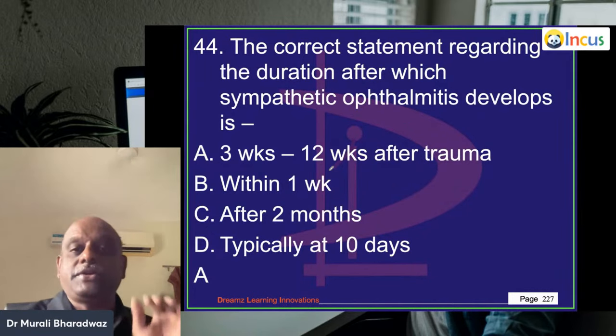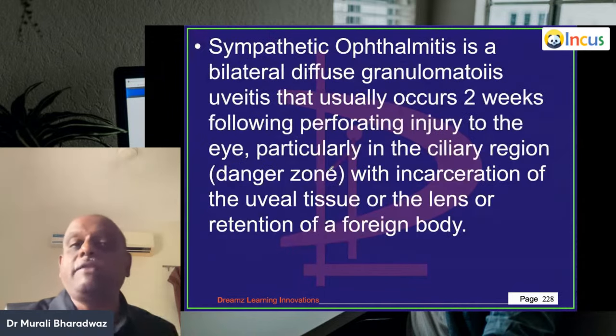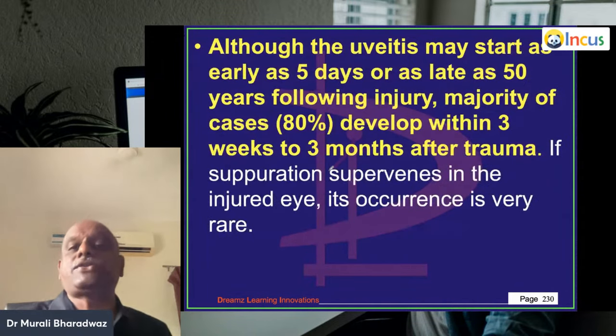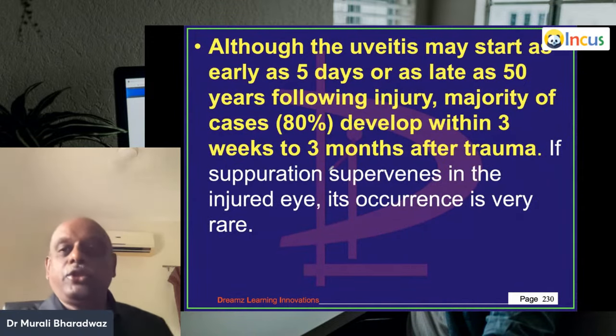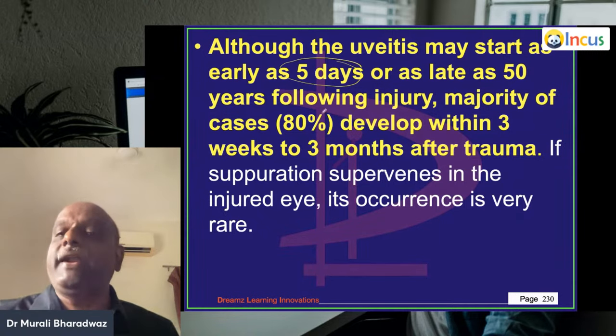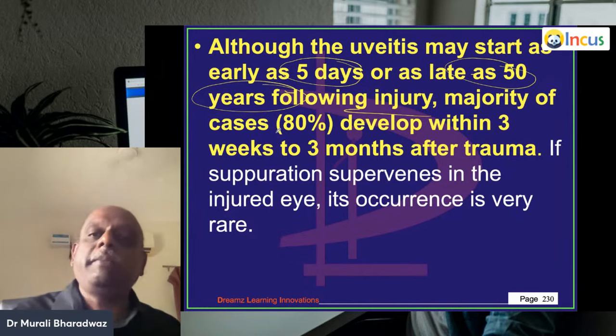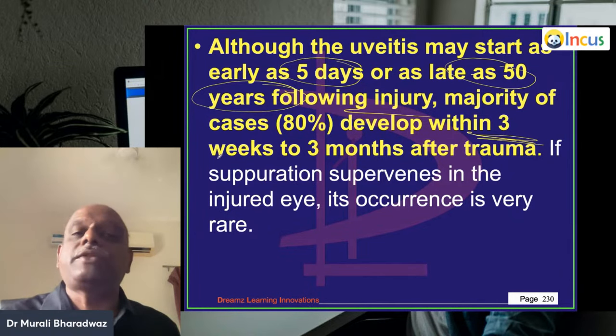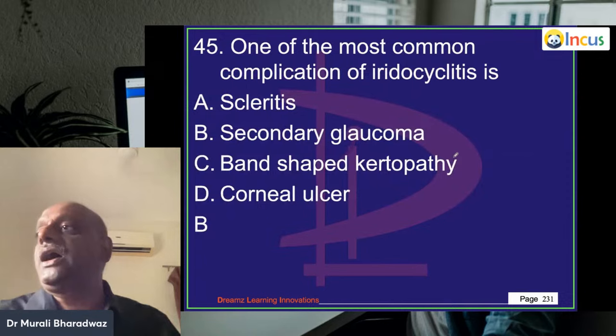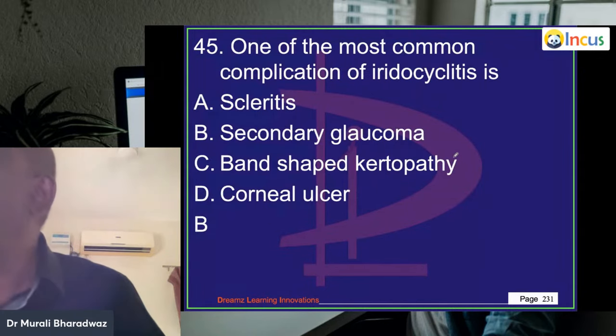Sympathetic ophthalmitis, after the trauma, takes 3 weeks to 12 weeks to develop. Uveitis will start as early as 5 days or as late as 50 years after the injury also. After 50 years also. But in the majority of cases, they develop 3 weeks to 3 months after the trauma.